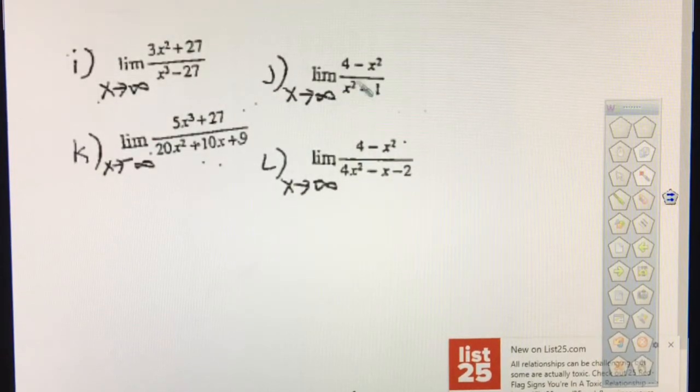Another one at infinity, x squared over x squared. So negative x squared over negative x squared, that's actually going to approach 1. Because the horizontal asymptote is y equals negative 1, I'm sorry. So the limit that approaches infinity is negative 1.